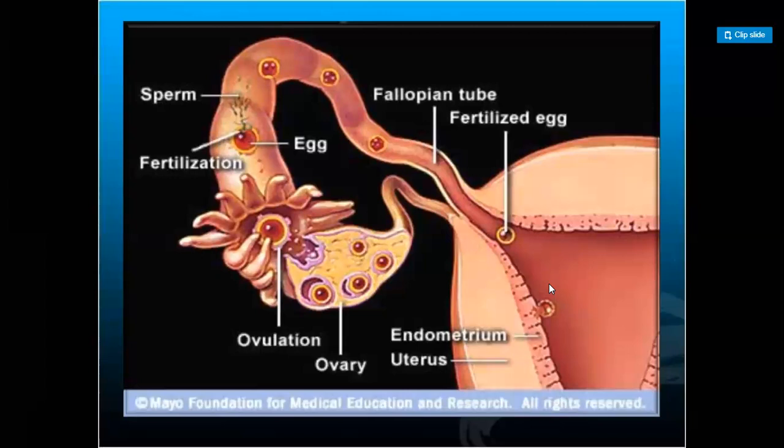When the development of the fetus is complete, the mother gives birth to the baby. The period of complete development of the fetus from fertilization till the birth of the baby is called the gestation period. It is about 9 months or 40 weeks in humans. The act of giving birth to a baby is called parturition.